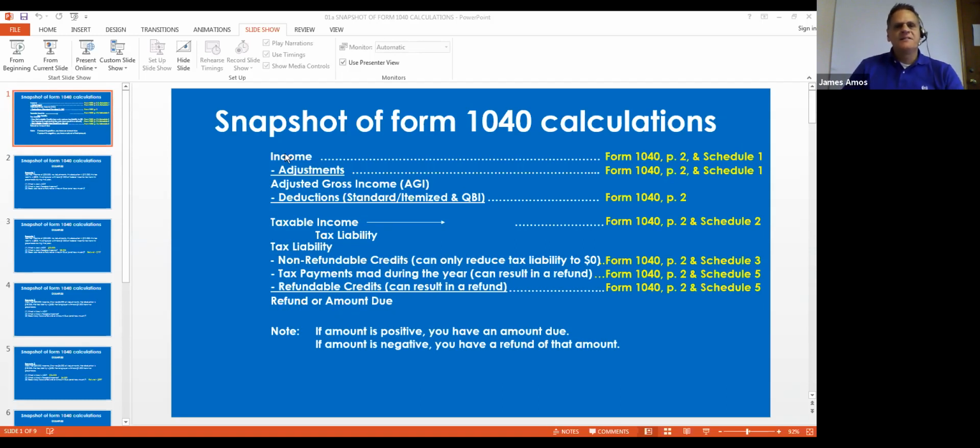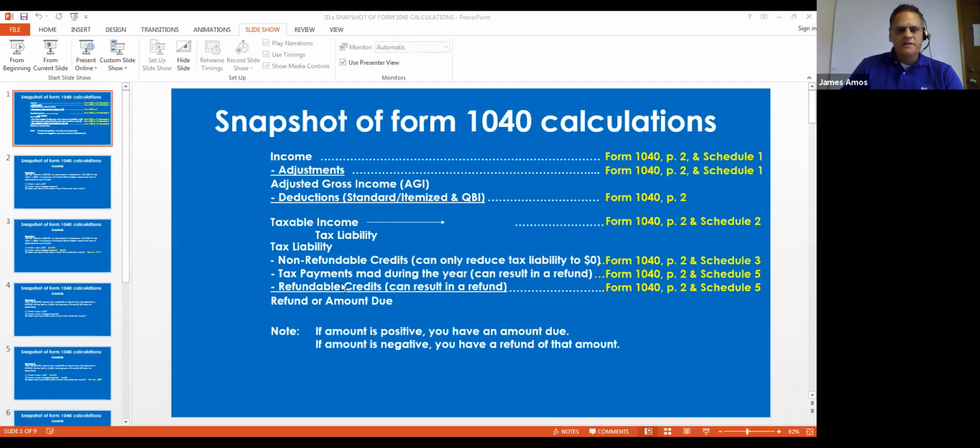So if we were running these numbers, you would start with your income, you subtract out adjustments to get your AGI, you'd subtract out deductions, standard or itemized deductions, and the QBI to get your taxable income. We'd use that to look up your tax liability. Your tax liability minus any non-refundable credits, minus tax payments made during the year, minus refundable credits gives you an amount here, and that's either going to be a positive or negative amount.